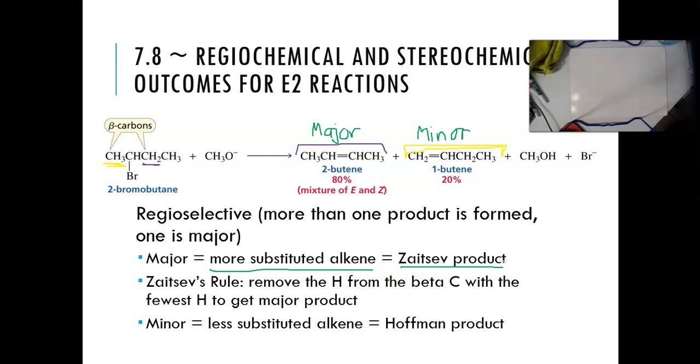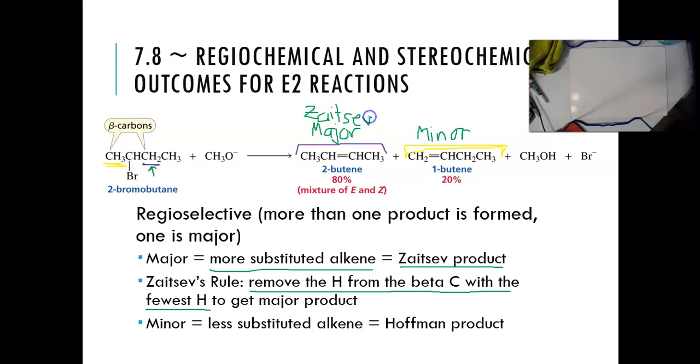There are unfortunately exceptions to this rule, and we'll get to those on the next slide, but this is a good rule to follow as long as we know what the exceptions are. In order to follow Zaitsev's rule, we want to remove a hydrogen from the beta carbon with the fewest hydrogens. If we look back at our starting material, the beta carbon on the right has 2 hydrogens, and the beta carbon on the left has 3 hydrogens. So if we remove one of those 2 hydrogens, we're going to our Zaitsev product, which is our major product.